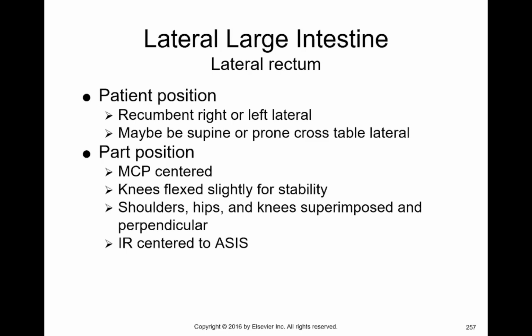Your central ray, and your centering to your image receptor, is going to be at the ASIS. Now, if the patient's prone, that's going to be a little bit more difficult to find the ASIS, so what you might have to do is have the patient rotate up into a slight RAO position so that you can find the ASIS to center your central ray and your image receptor.